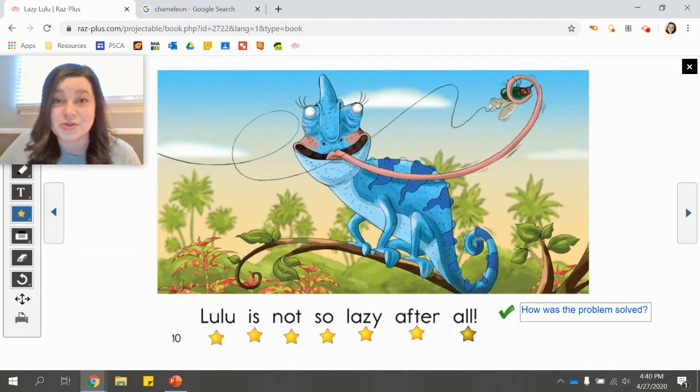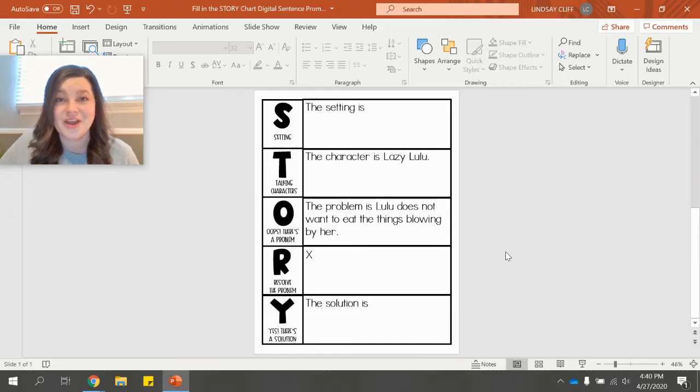Let's go back to our story chart. We're going to look at the why for yes, there's a solution. A solution means that the problem is fixed or solved. So let's pause the video and talk about how Lulu solved her problem. Remember, we said the problem is that she doesn't want to eat the things blowing by her. So pause the video and turn and talk about what you think the solution is.